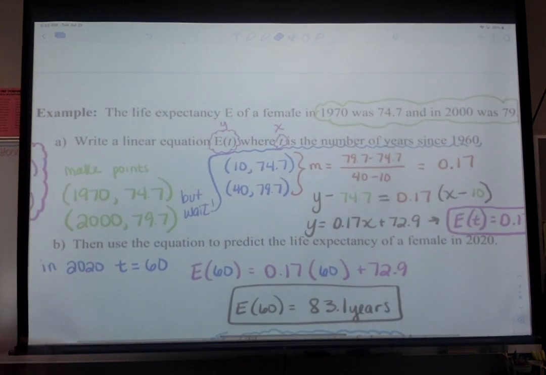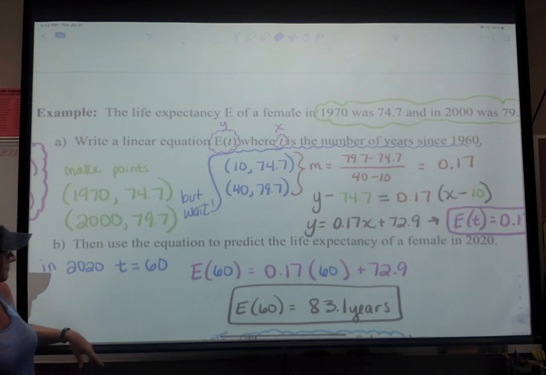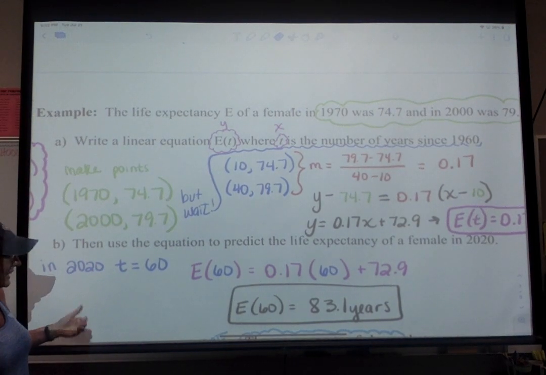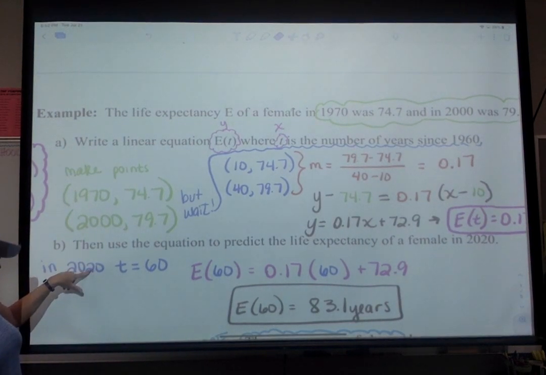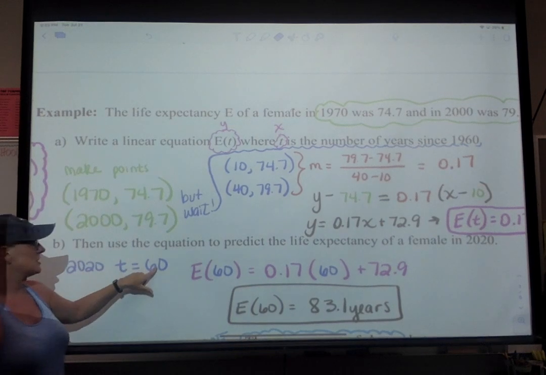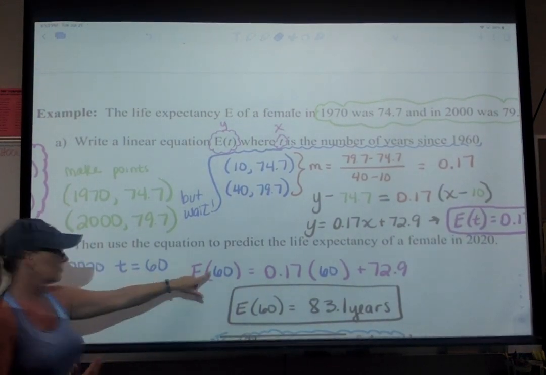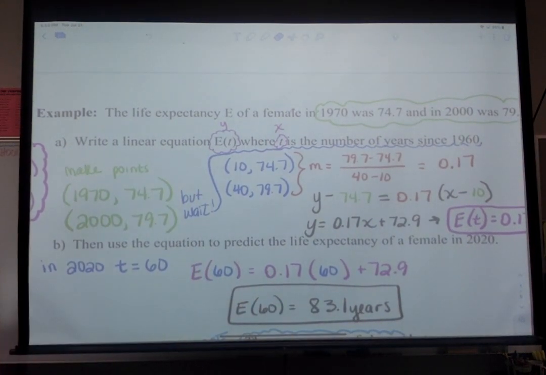The next part, use the equation that I just made, the pink one. Use the equation to predict E, life expectancy, in the year 2020. So in the year 2020, I'm going to use the number 60. That's how long it's been since 1960. So I plug in 60, and there you go, life expectancy in the year 2020.